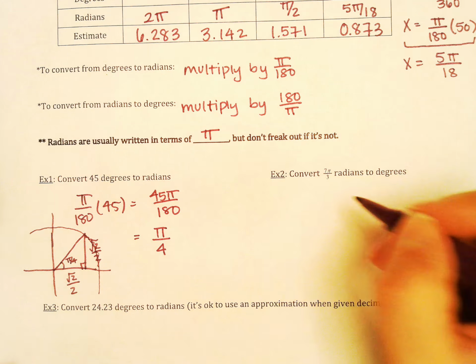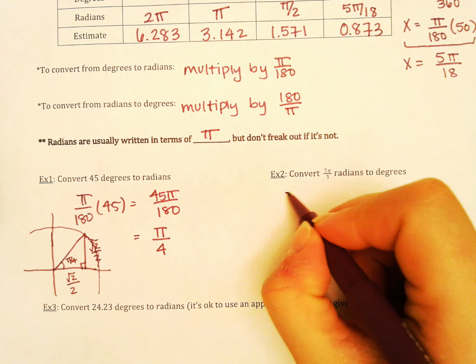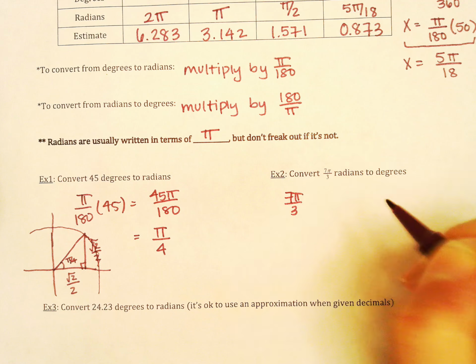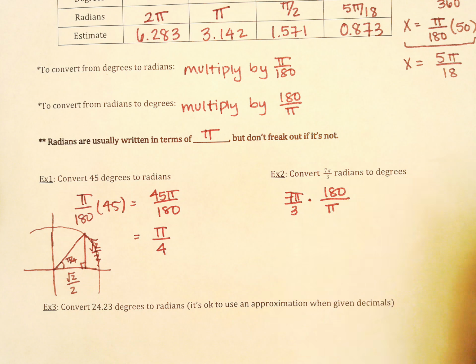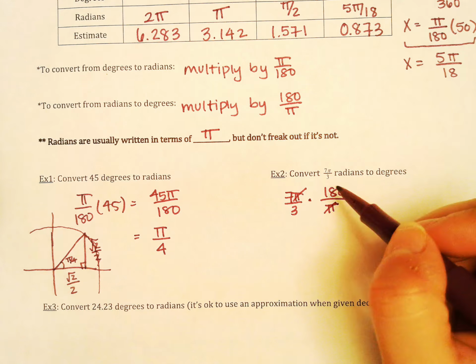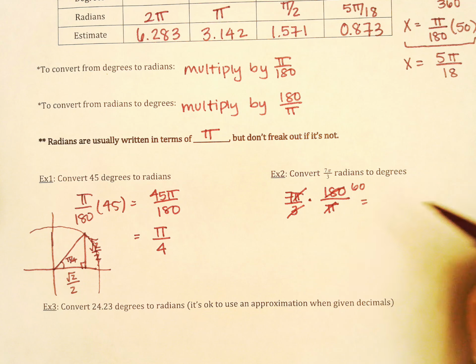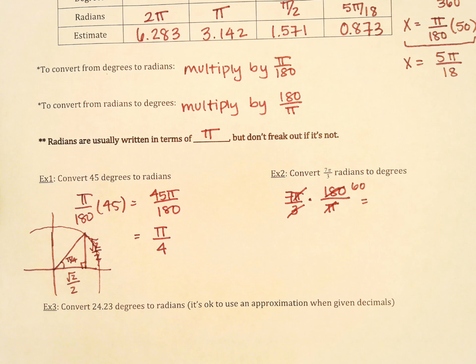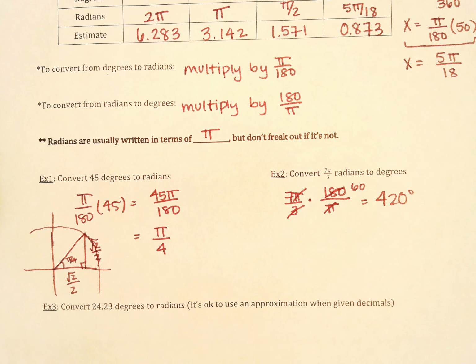So we're going to go backwards. We're going to convert 7 pi over 3 to degrees. To do that, we multiply by the reciprocal. We multiply by 180 over pi. So in this case, our pi's are going to cancel out. Our 180 and our 3 will reduce down. This will be 60. So we'll get 7 times 60, which will end up being 420 degrees.